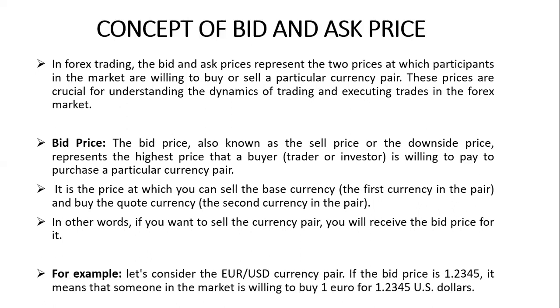Now, for example, let's consider the euro versus US dollar currency pair. If the bid price is 1.2345, it means that someone in the market is willing to buy 1 euro for 1.2345 United States dollar. I hope that the meaning of bid price is well understood now.